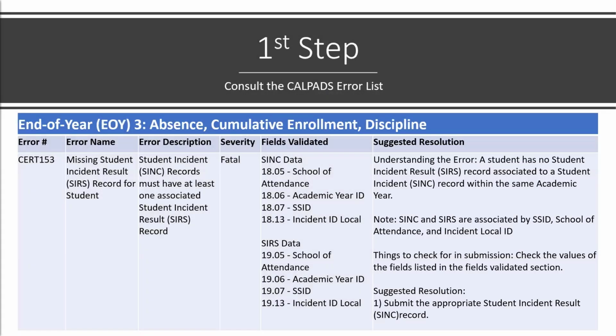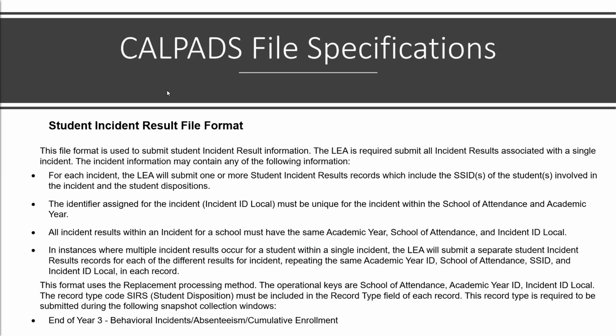All right. So we can always reference the CALPADS file specifications. That tells us the individual field definitions and requirements. It also tells us what's expected from the different record types. And so if we look at the CFS docs, DOCX, it's a Word document, not the Excel spreadsheet, and that's where it tells us what's expected from the record type, okay?